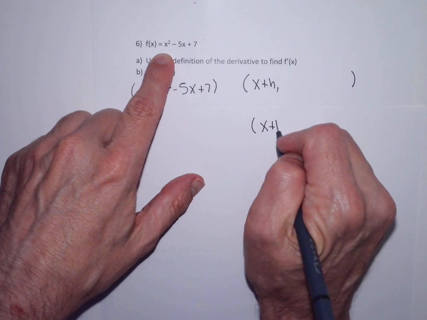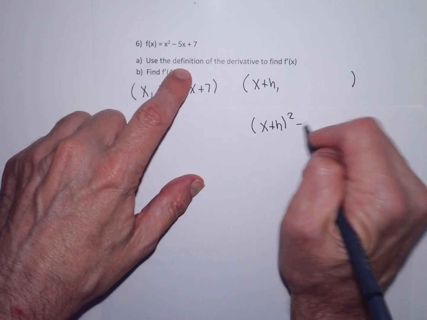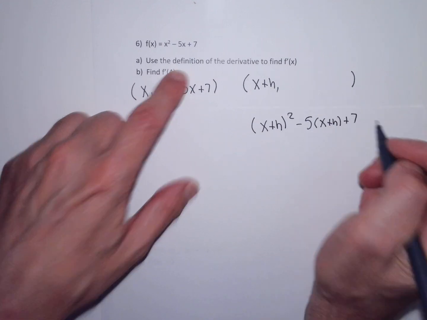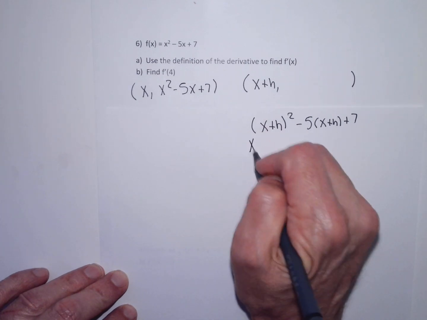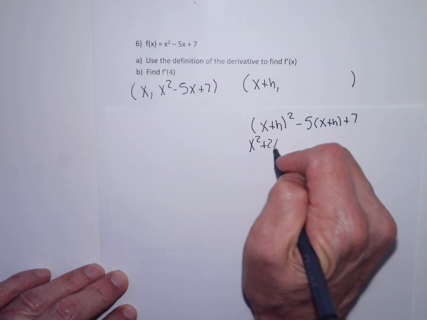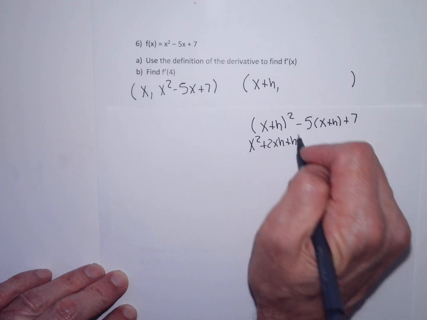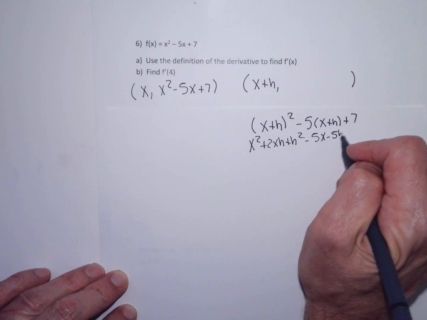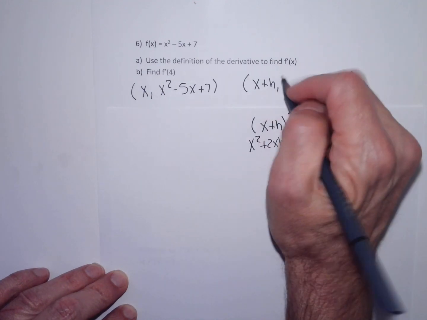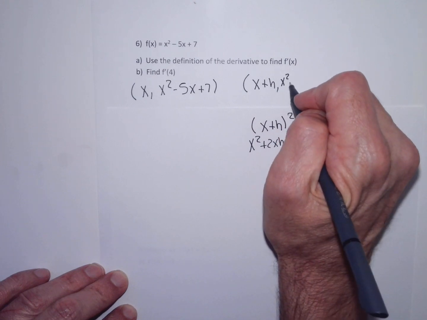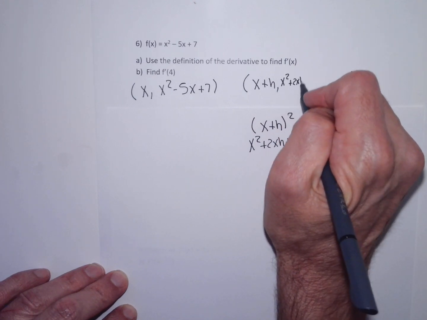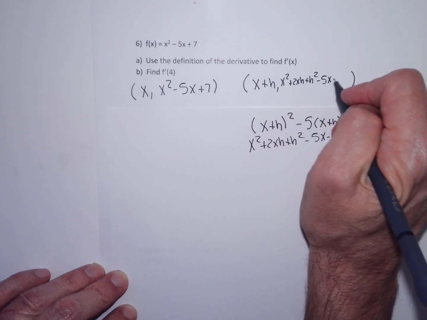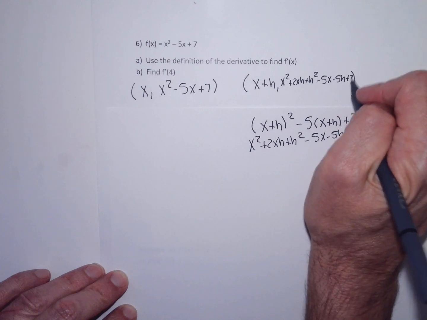I take both of those x's and change them to x plus h. So I go (x plus h) quantity squared minus 5 times (x plus h) plus 7. This comes out to x squared plus 2xh plus h squared. I'll use that over and over again. And then minus 5x minus 5h and still plus 7. So this y is x squared plus 2xh plus h squared minus 5x minus 5h plus 7.